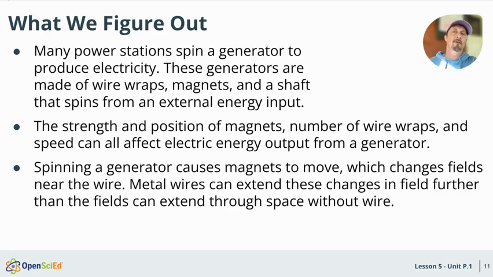So in summary, we figure out that the power plants spin a generator to produce electricity. The strength and position of the magnets, the number of wire wraps, the speed of spinning, all of these can affect the electrical energy output. And we see when we make our models that spinning a generator causes magnets to move, which changes fields, which transfer energy at a distance.